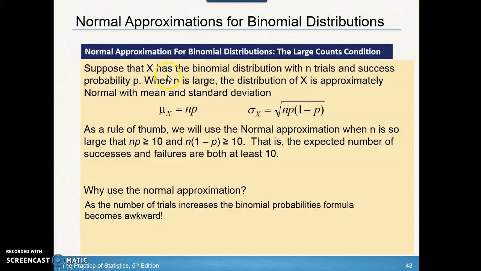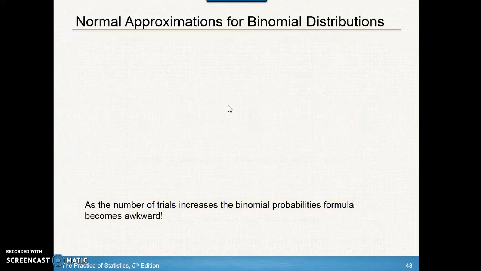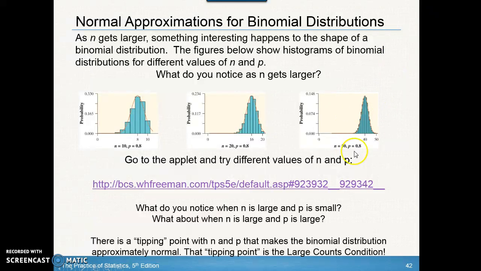Okay, so let's say X is the binomial distribution with n trials and successes of probability p. When n is large, usually greater than 30, the binomial distribution of X is approximately normal. So if n is large, we have a distribution that looks approximately normal.